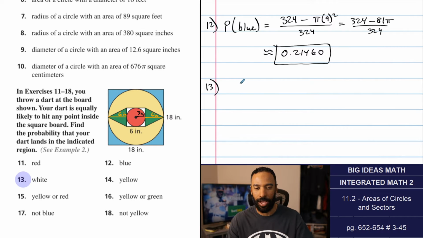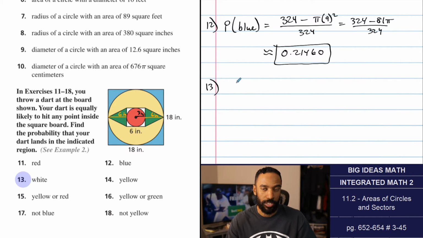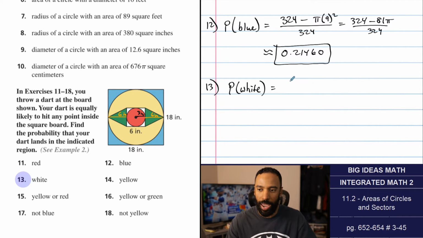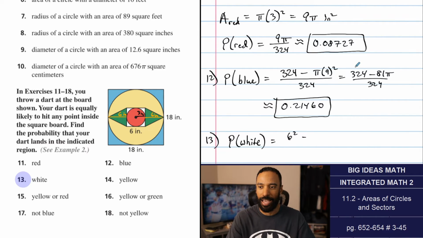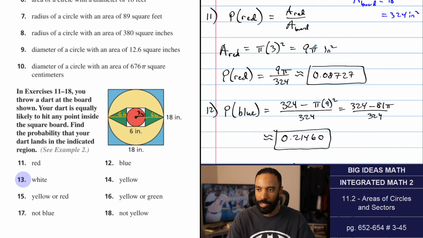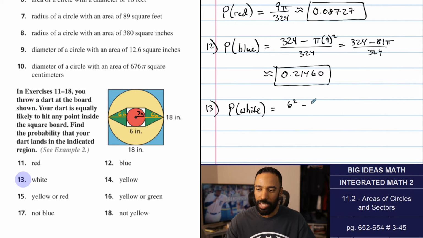Let's find the area of what would have been a white square. So the probability of the white, we're going to take the area of the white square, which is 6 squared, and then subtract the area of that circle, the red circle, 9 pi. So we're taking that out, and then you're just left with the white stuff, and divide it by, once again, 324. So 36 minus 9 pi over 324.